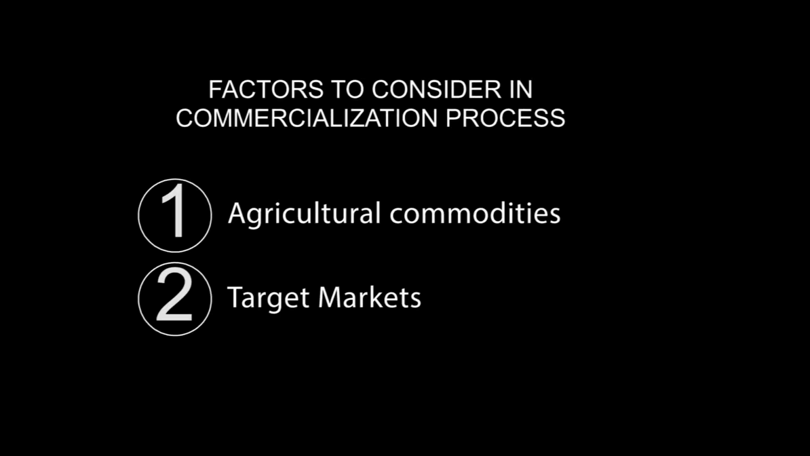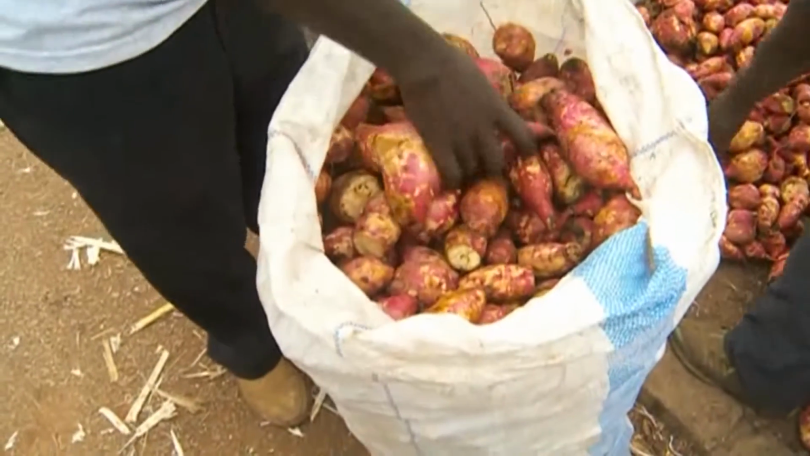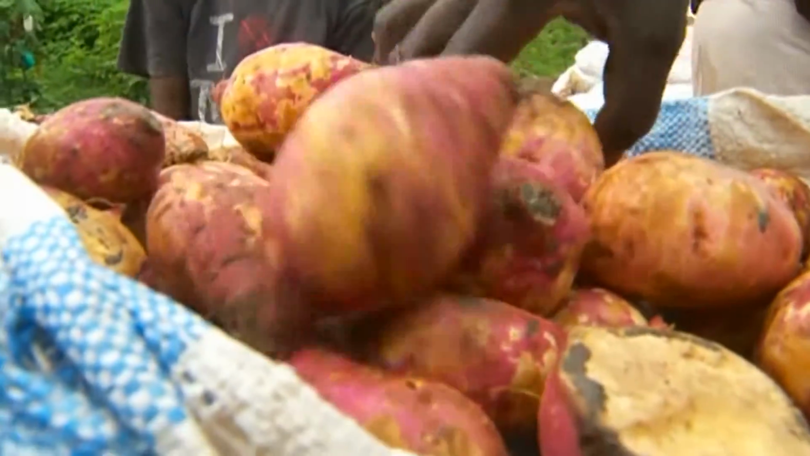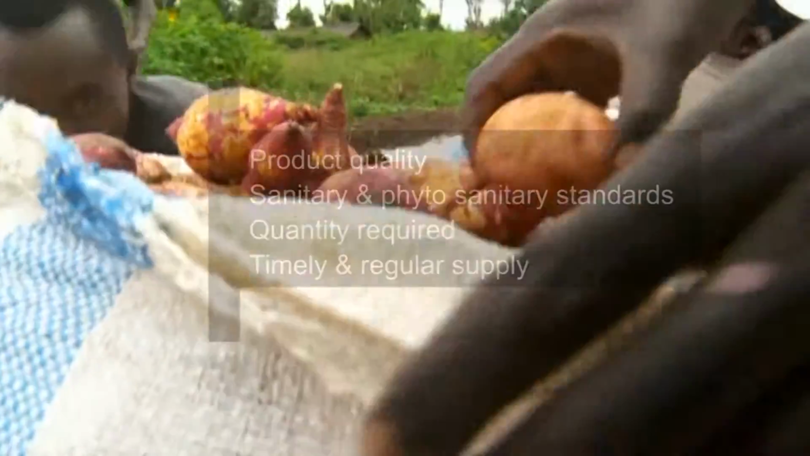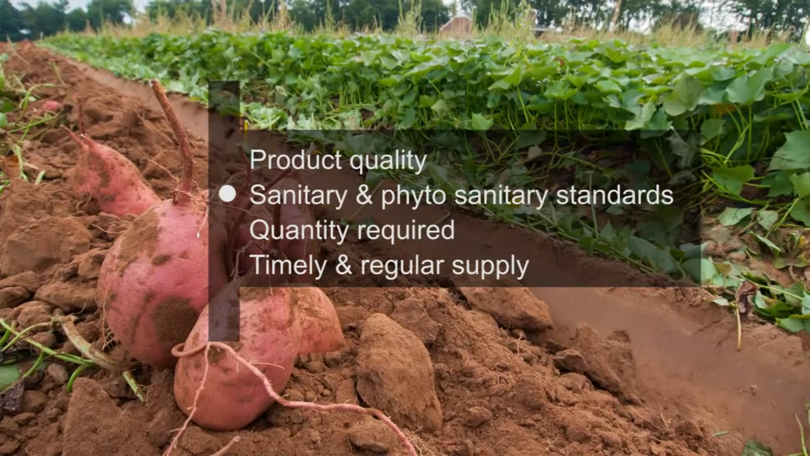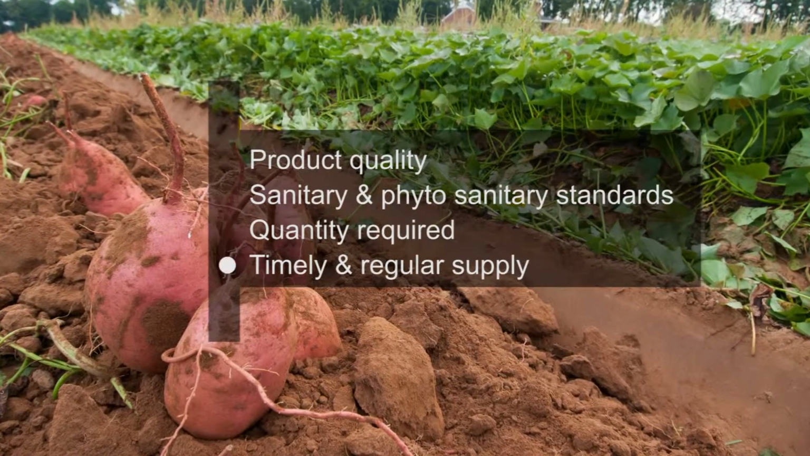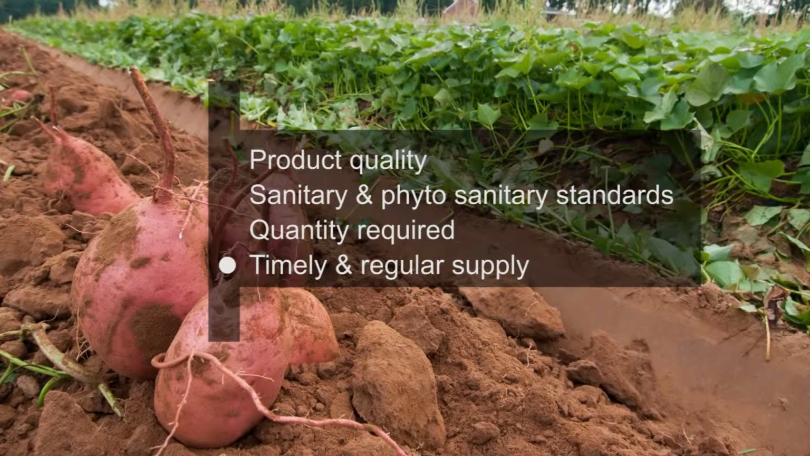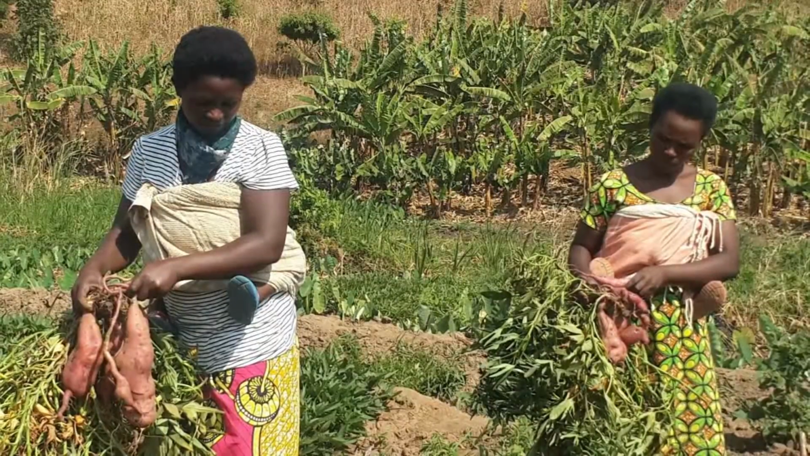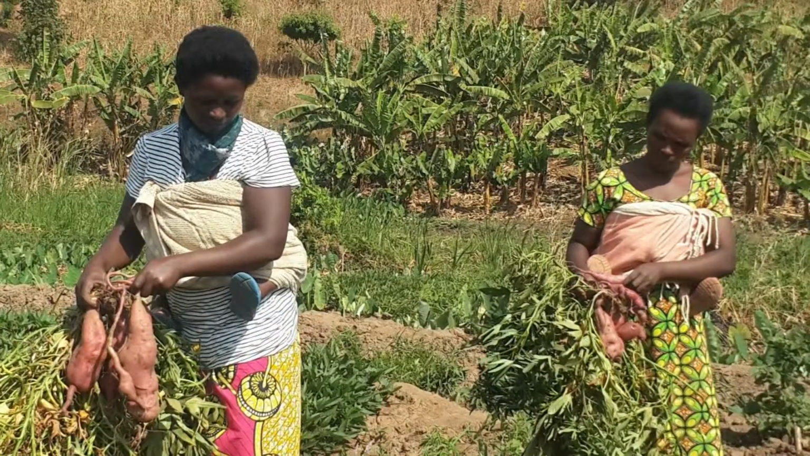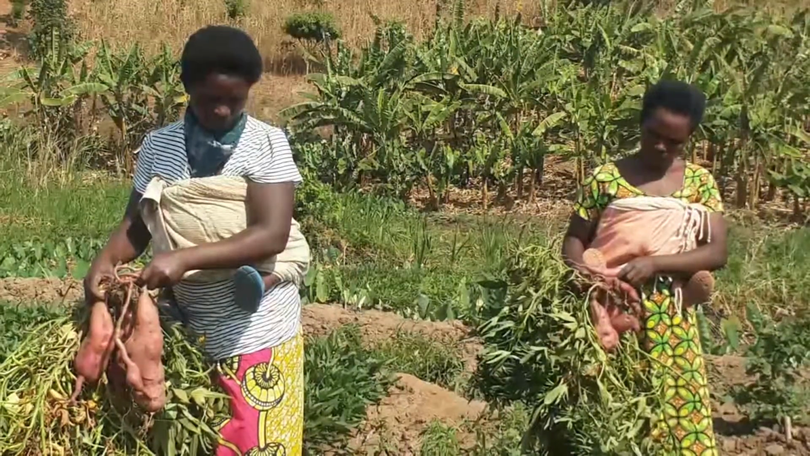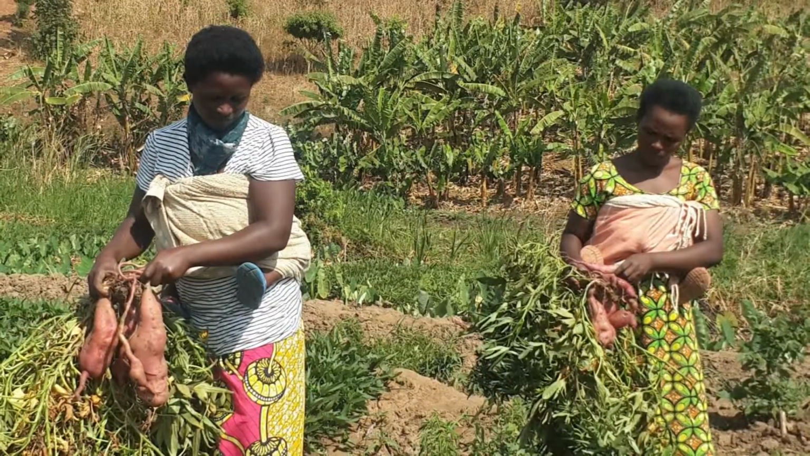Target markets. The choice of target markets depends on the nature of targeted commodities. Crucial factors to consider include product quality, sanitary and phytosanitary standards, quantity required, timely and regular supply. Trade. The main focus is mobilizing farmers to build economies of scale, integration of smallholders into mainstream value chains, and increase the competitiveness of smallholders.